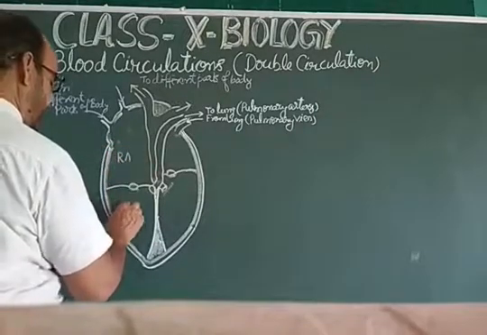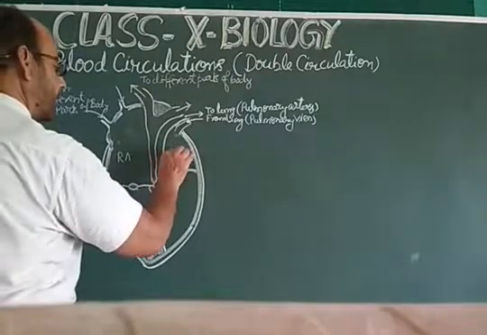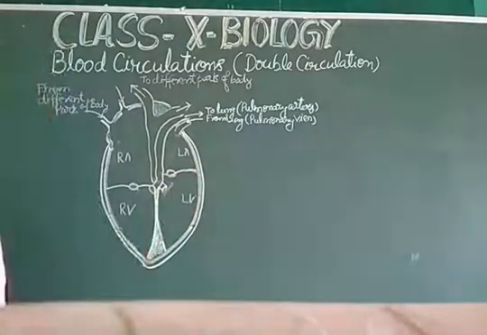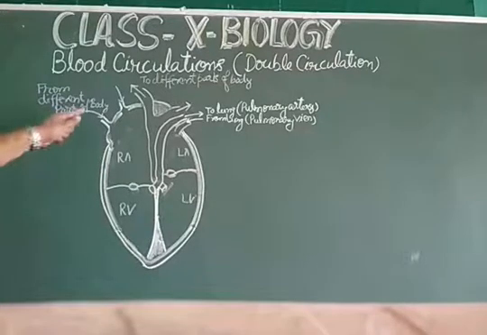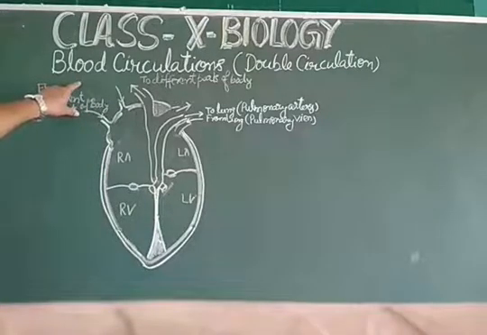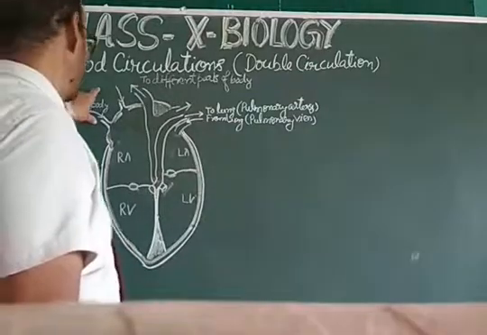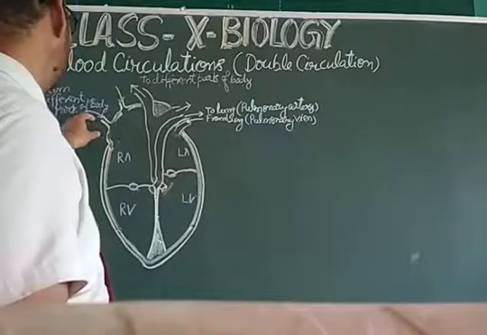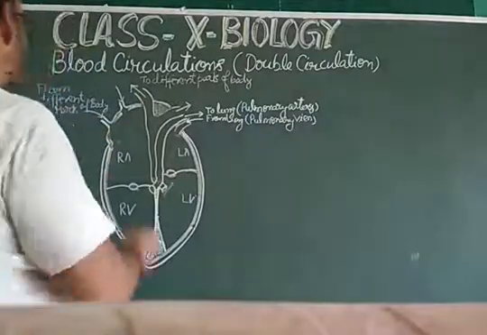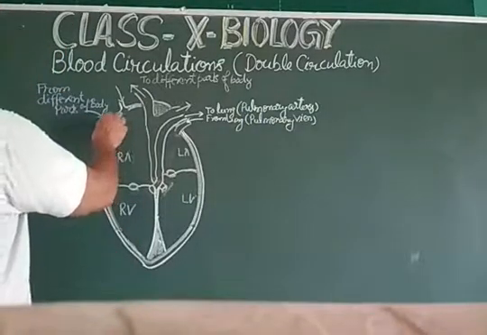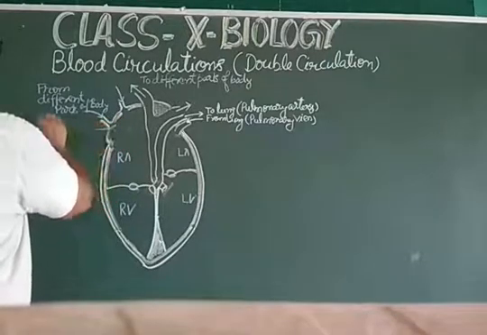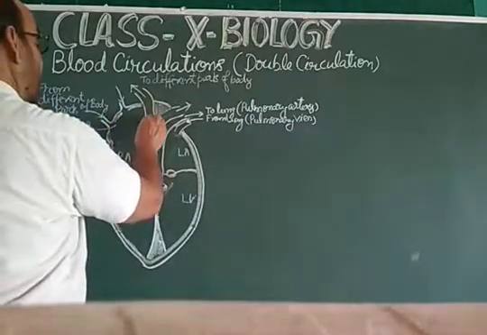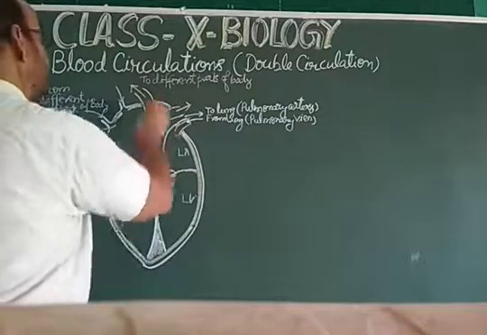this is RV, this is LA, and this is LV. So students, from the different parts of the body, the impure blood or deoxygenated blood, meaning the blood carrying carbon dioxide, is coming into the right atrium via this vena cava, and this is the aorta.